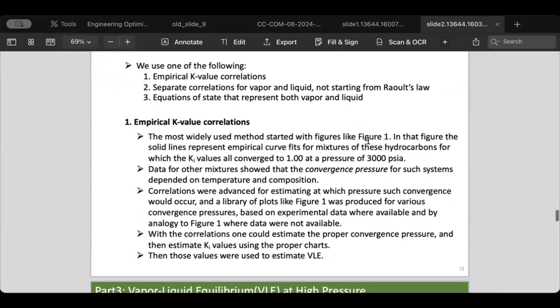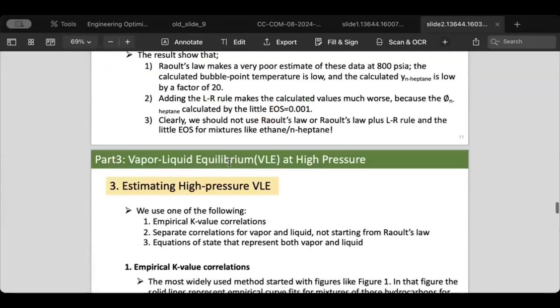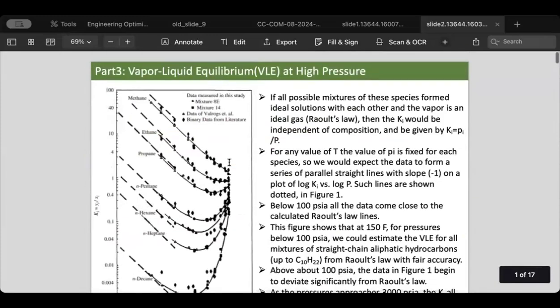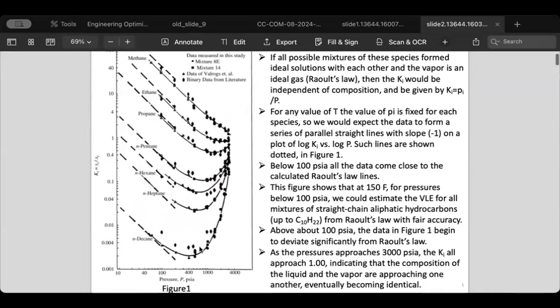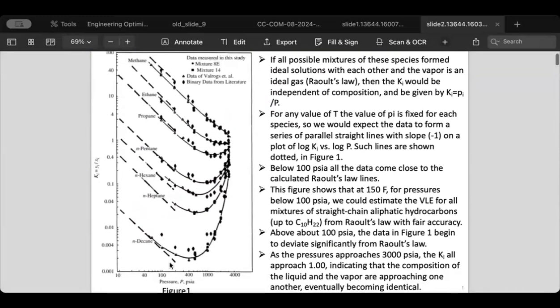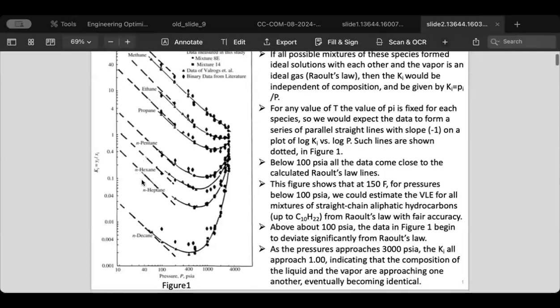Okay, for example, here you need a K-value correlation like this figure. You can plot this at a certain pressure, or at different pressures. You read the pressure first and the component you consider, and then you read for Ki. Once you read Ki, you use that K for your calculation.